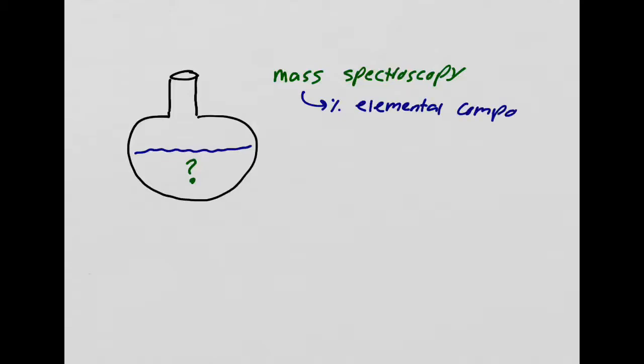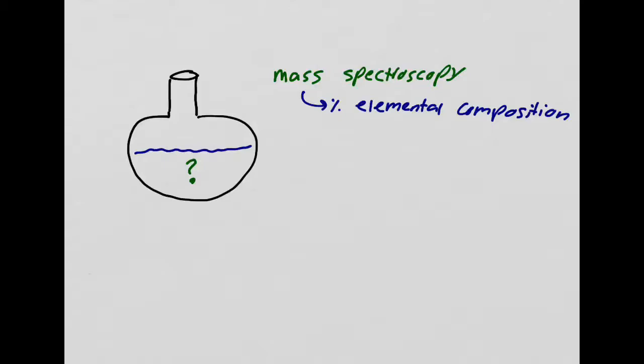Okay, so I found this round bottom flask in lab. It has some kind of solution in it. I don't know what it is. I'm going to put this in an instrument called mass spec, and I'm going to take a mass spectroscopy of it. That's the technique, and mass spectroscopy will give me the percent elemental composition.